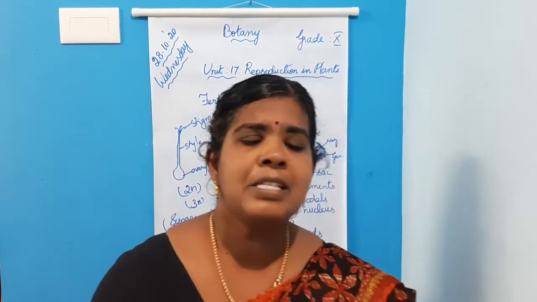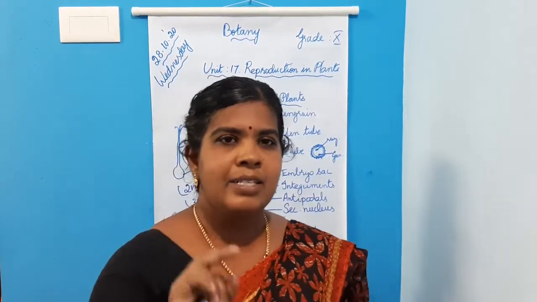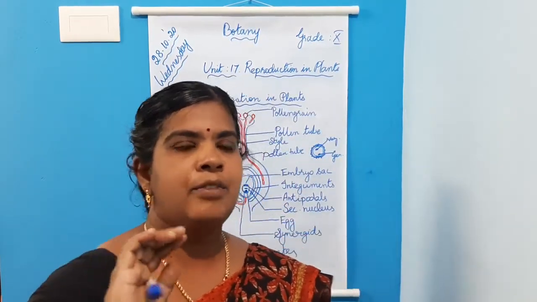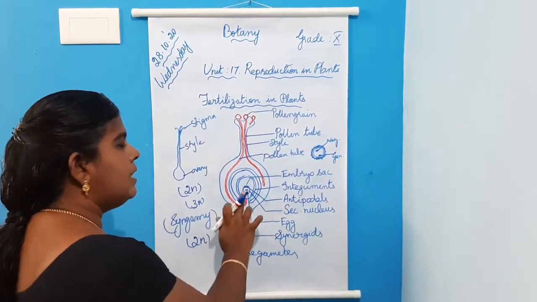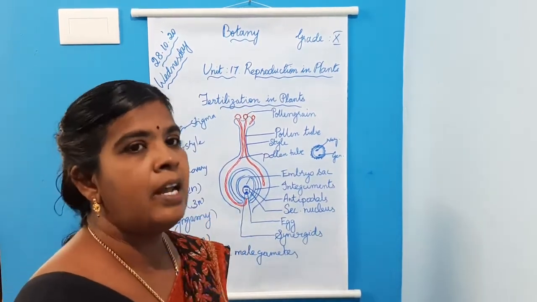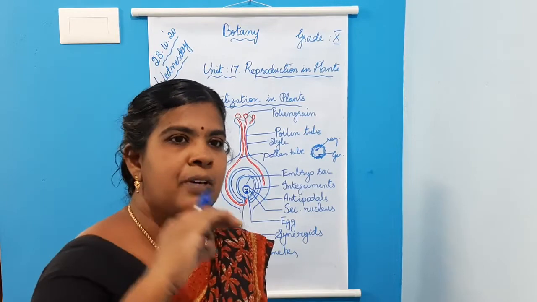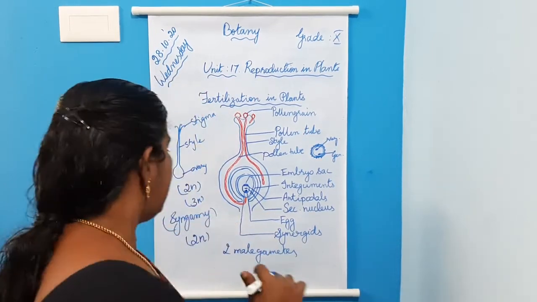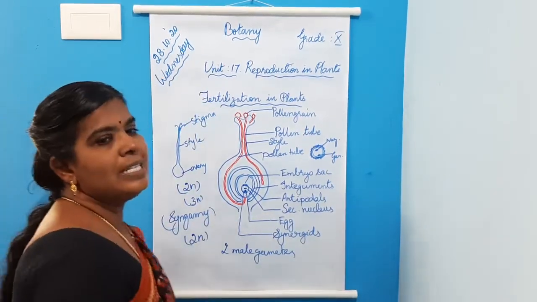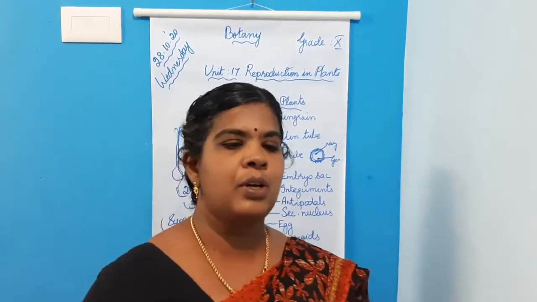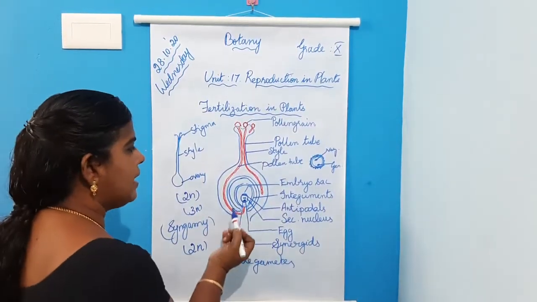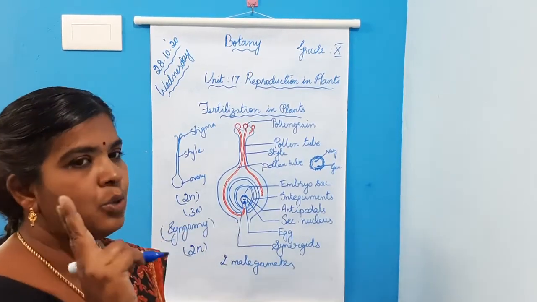Okay, now one of the sperms fuses with the egg, that is called syngamy, and it forms a diploid zygote. Already the nature of the egg is haploid. When the haploid sperm fuses with the egg, it results in a diploid zygote, that is called syngamy. Okay, the other sperm fuses with the secondary nucleus. The other sperm, the second sperm, because the pollen tube carries two sperms.